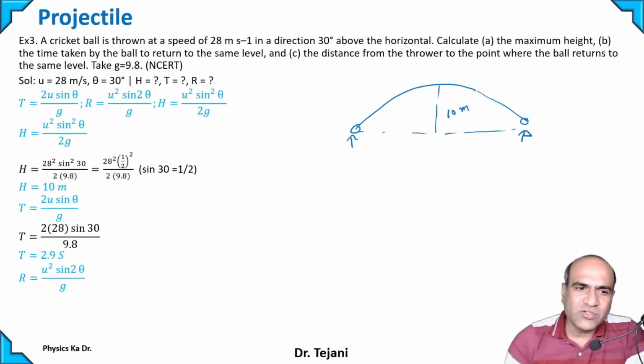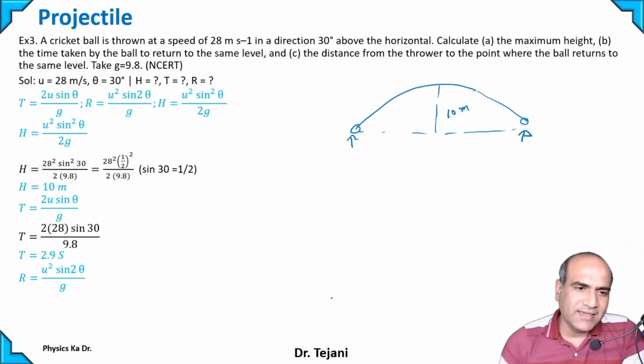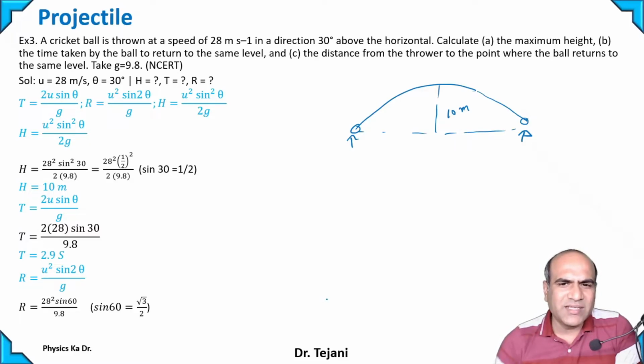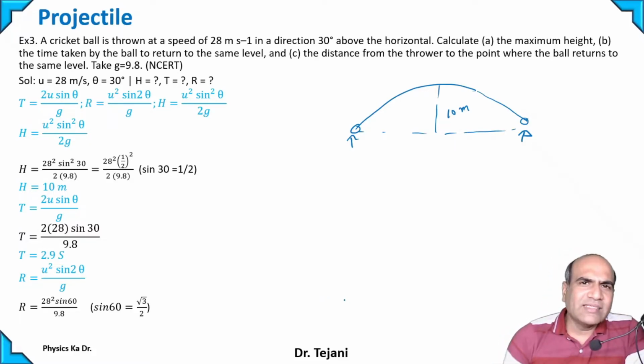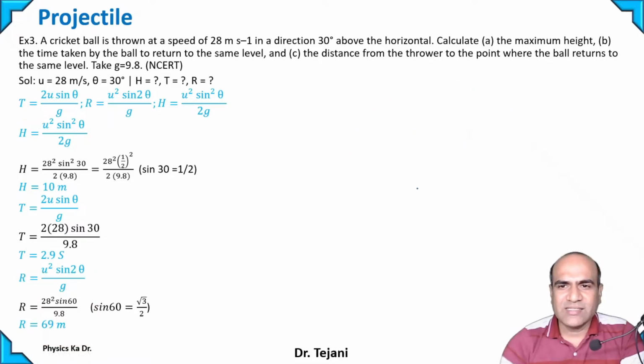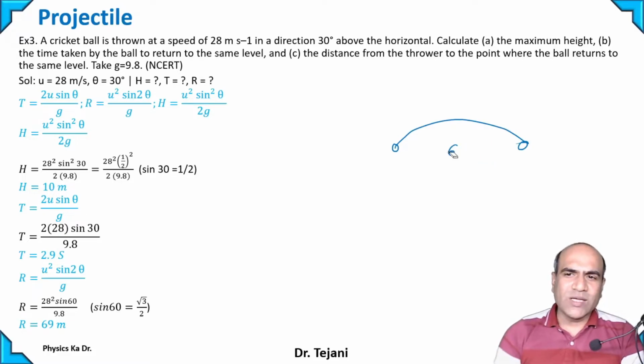If you want to find the range, we have the equation for that: u square sine 2 theta by g. So we can get sine 60 is equal to root 3 by 2. You can keep root 3 by 2 as it is. Sometimes in JEE NEET examinations, such conversion may not be required. So range is equal to 69 meter. The distance from when it starts to the end becomes 69 meter, almost 6 in the Indian ground.